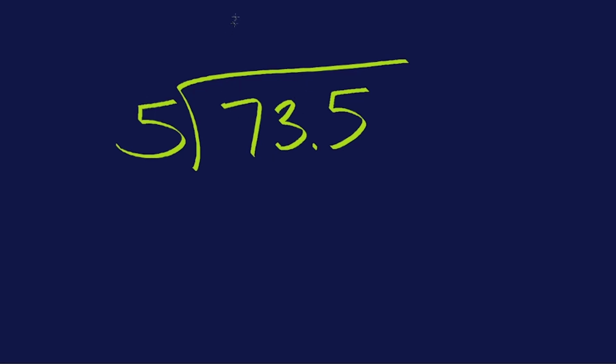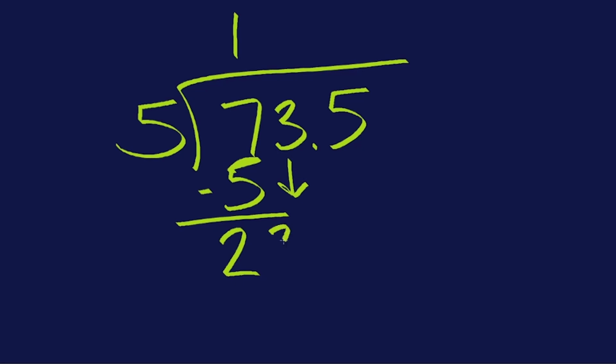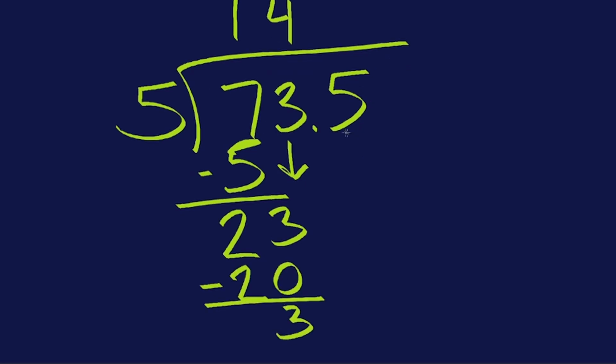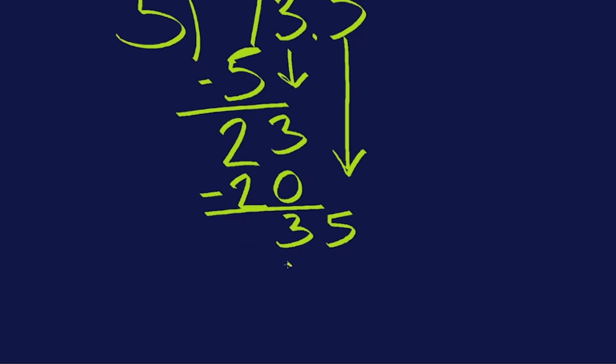5 going into 7 one time, and that's 5. 7 minus 5 is 2. Bring down the 3. How many times is 5 going into 23? 4 times. And 5 times 4 is 20. We have 3 left over, so we bring down this 5. 5 fitting into 35. How many times? It's 7. And 5 times 7 is 35. So no remainder. Nice clean number.